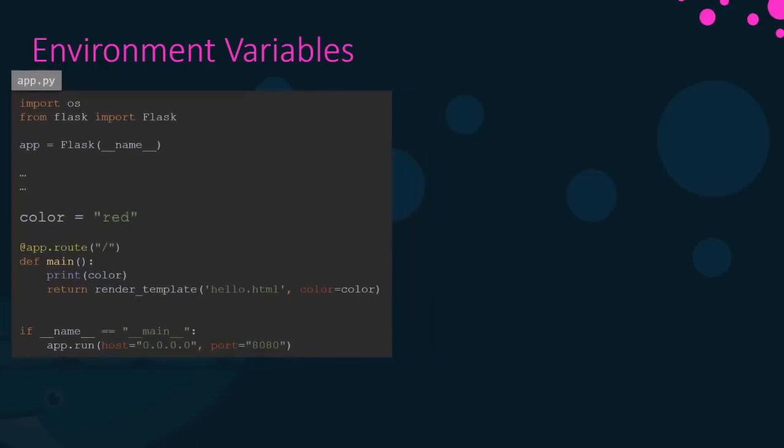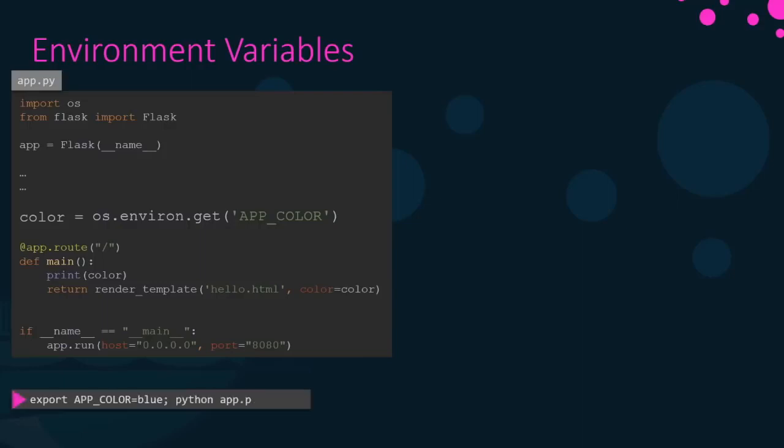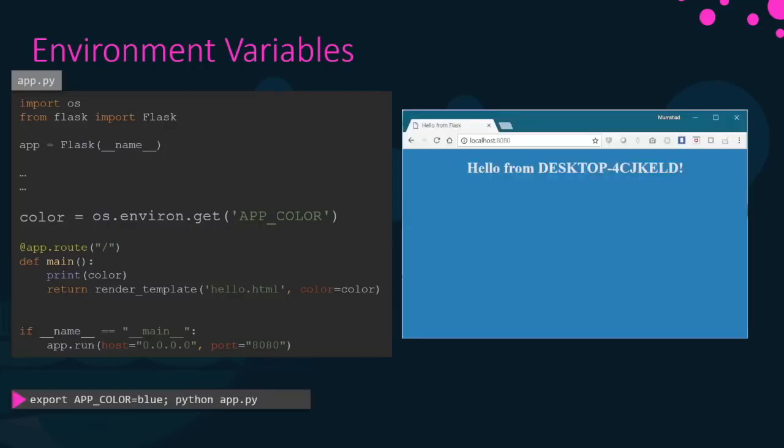It is a best practice to move such information out of the application code and into, say, an environment variable called appColor. The next time you run the application, set an environment variable called appColor to a desired value, and the application now has a new color.